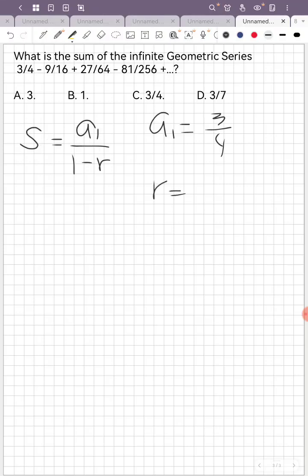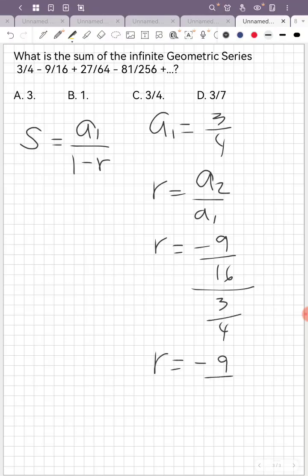So the ratio is A sub 2 over A sub 1. In this case, you can also use A sub 3 divided by A sub 2 or A sub 4 divided by A sub 3. So here we will use just A sub 2 over A sub 1. So A sub 2 is negative 9 over 16 divided by A sub 1, 3 over 4. So we'll use the law of reciprocality. So negative 9 over 16, the law of reciprocality states that you just have to change the division sign into multiplication. Then reciprocate the denominator, which is 3 over 4. So it becomes 4 over 3.